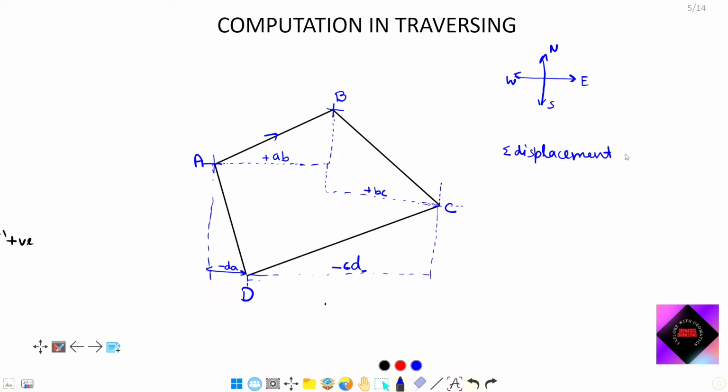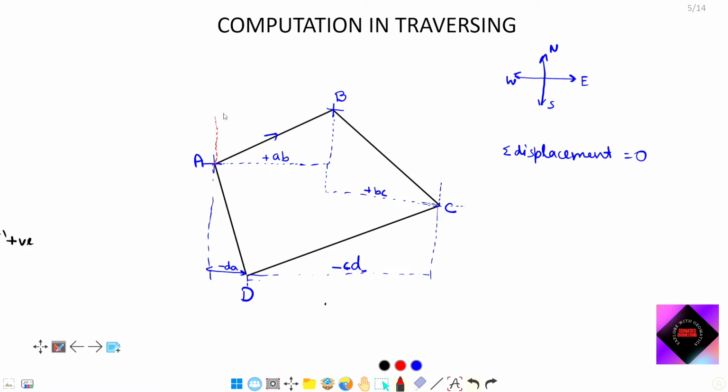Total displacement is 0. Similarly, if you do this for latitude, you can see here, for example, this is the latitude of line AB. We move up, then we move down, then again down up to D, and then again up to A. You can check it also. For example, I am representing latitude with the help of a red pen.